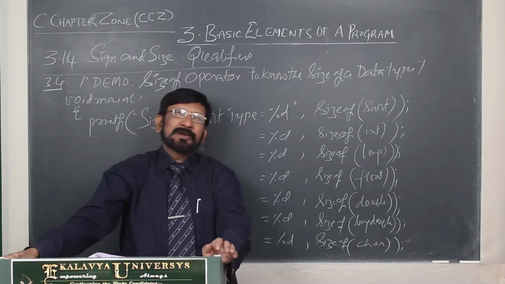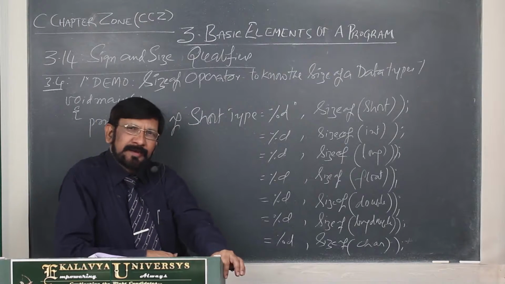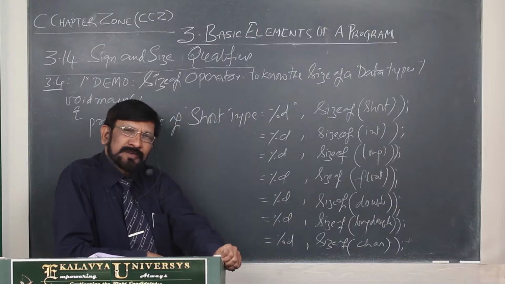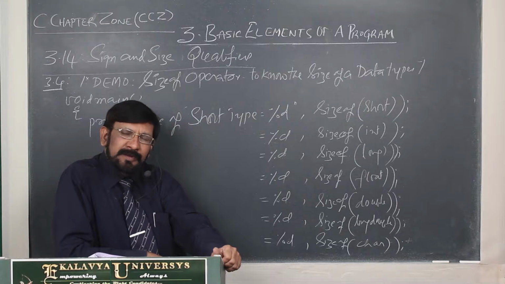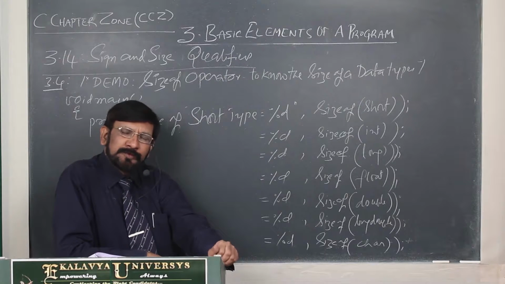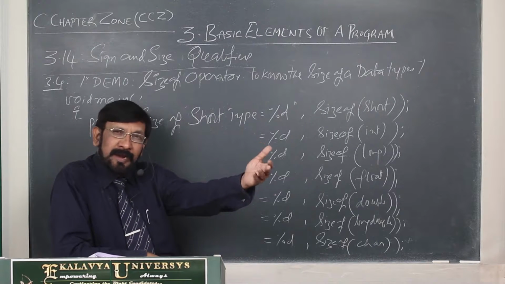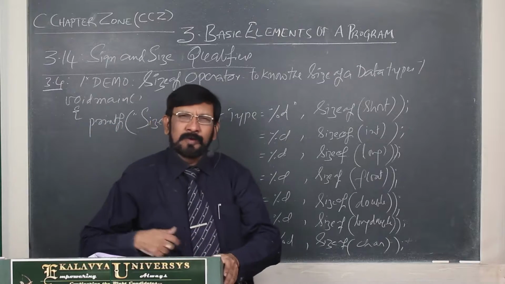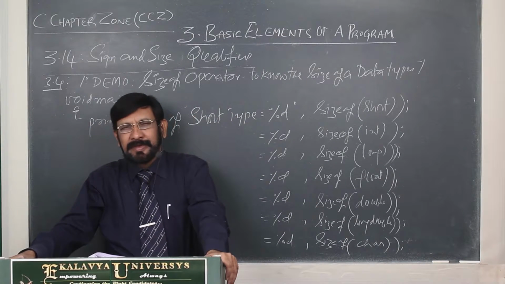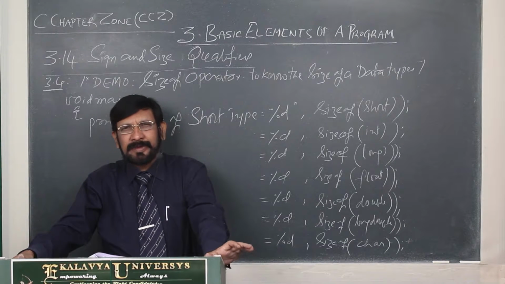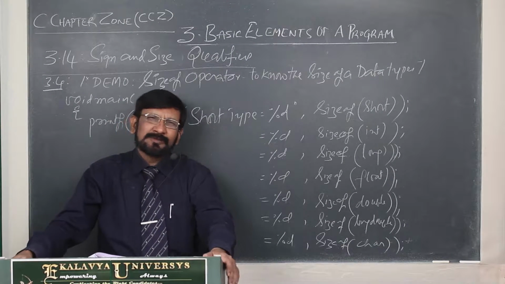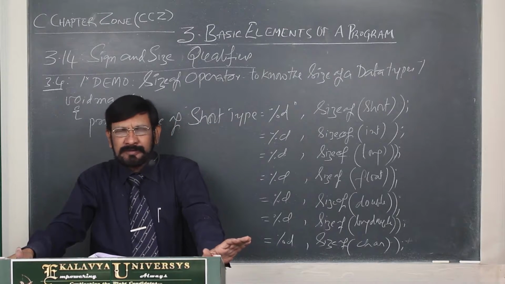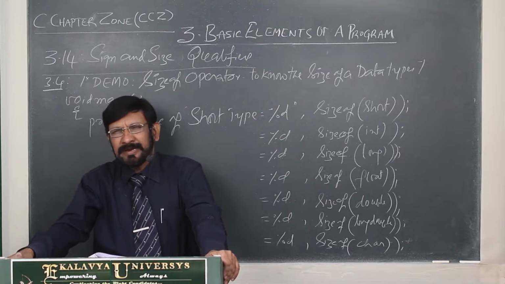Suppose you take signed int, then its maximum range is plus 32,767. If you have to give 40,000, you cannot, because data overflow happens. That's why if minus values are not applicable, you can take unsigned int, then up to 65,535 you can give values. And logically also, where minus values are not relevant, why should you use signed?